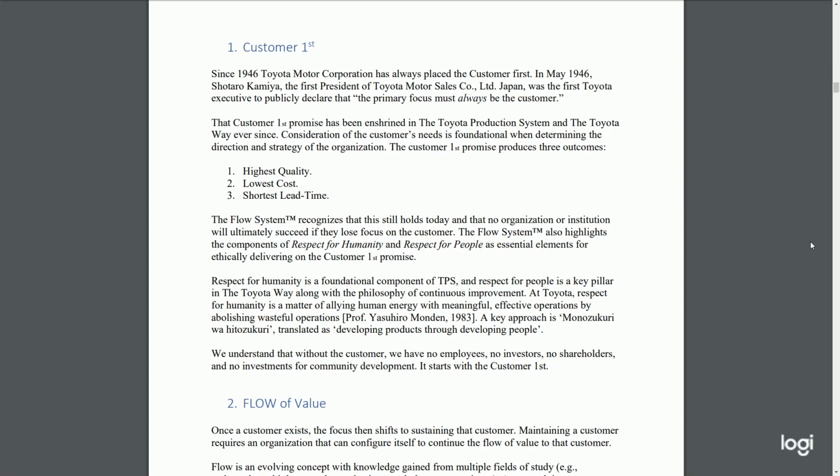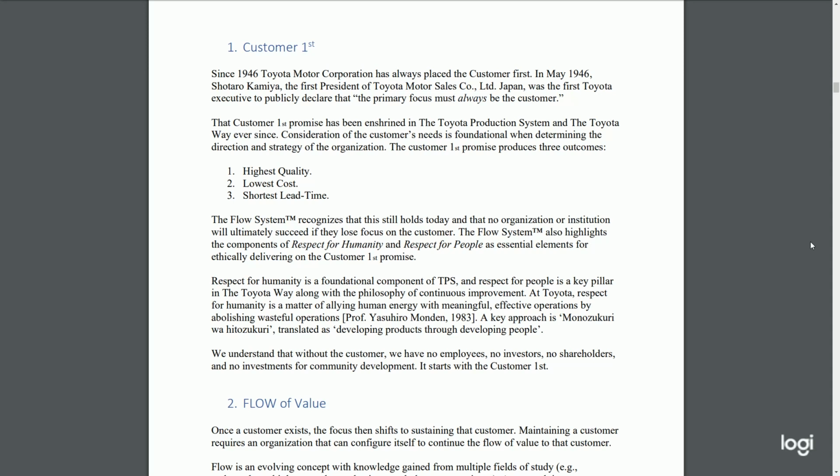Principle number 1. Customer first. Since 1946, Toyota Motor Corporation has always placed the customer first. In May 1946, Shotaro Kamiya, the first president of Toyota Motor Sales Co., Ltd., Japan, was the first Toyota executive to publicly declare the primary focus must always be the customer. That customer-first promise has been enshrined in the Toyota Production System and the Toyota Way ever since. Consideration of the customer's needs is fundamental when determining the direction and strategy of the organization.